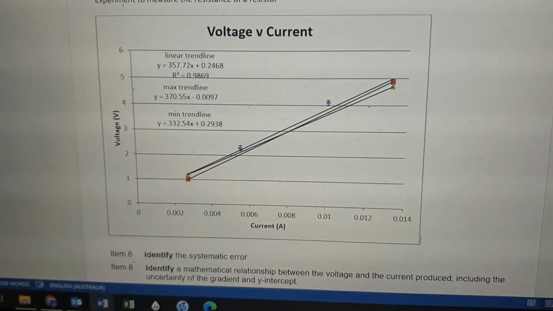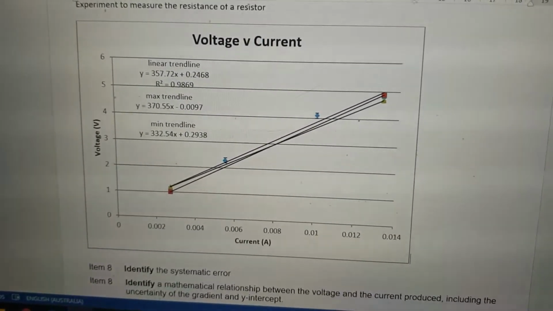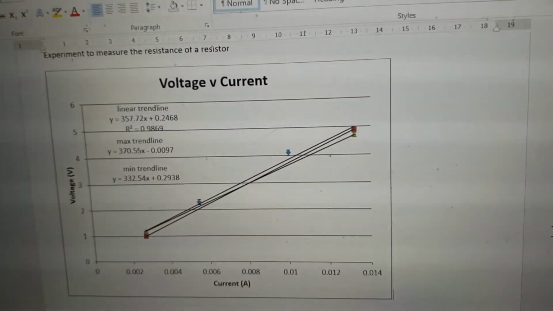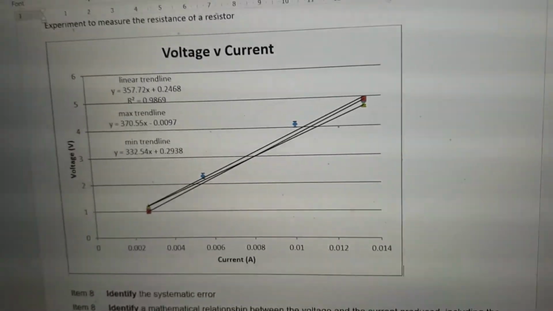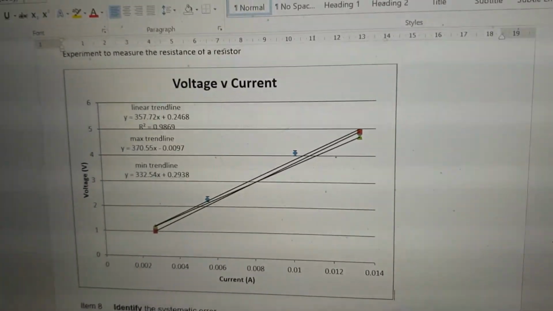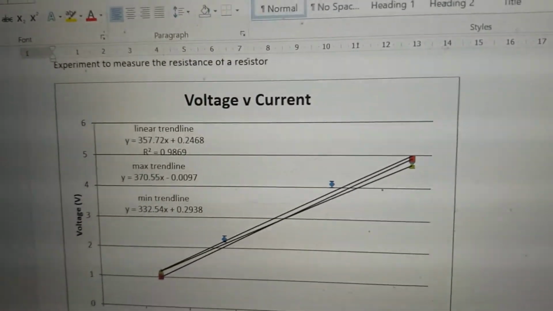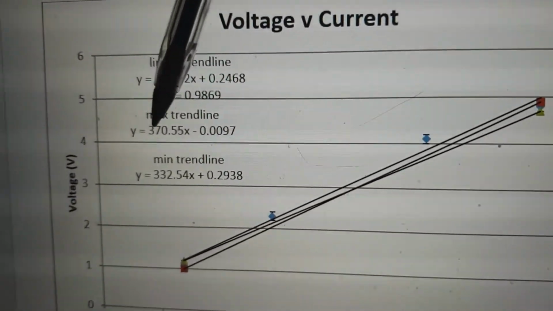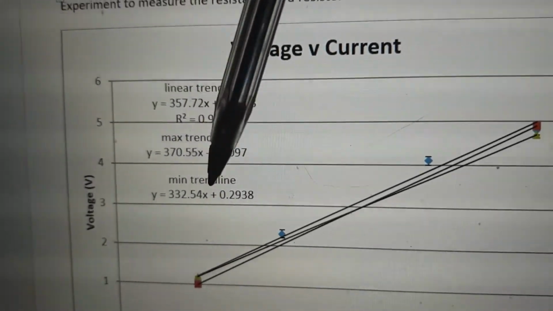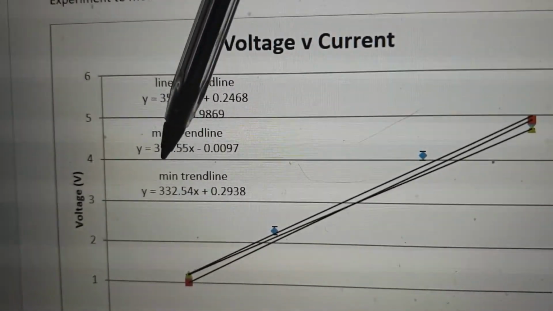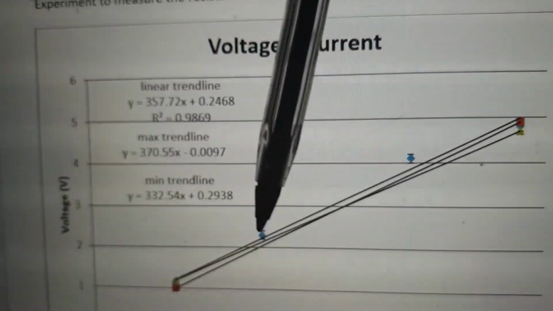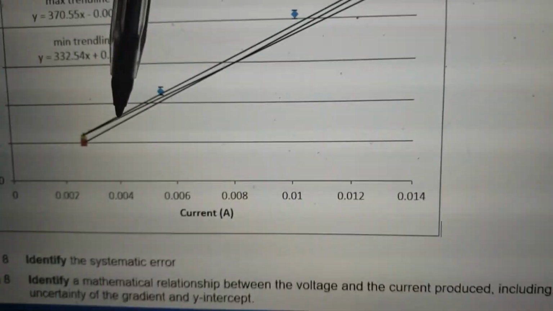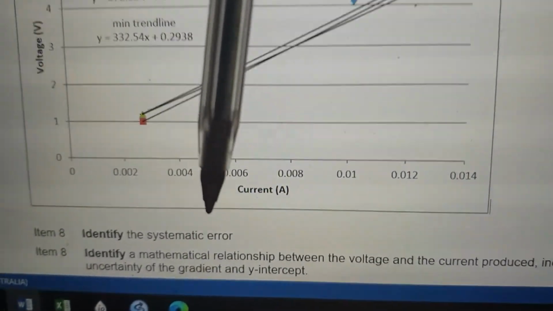Right, this one was on data test practice 3, I think, voltage versus current. I just want to go over it again on video so that you can watch it. So, a mathematical relationship. We've got our linear trend line, we've got our max, and we've got our min. So we're going to be taking the maximum gradient and the minimum gradient from it, and the same with the y-intercepts. The first question actually says identify the systematic error.